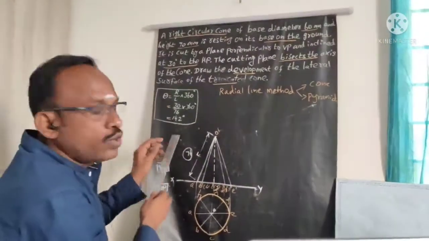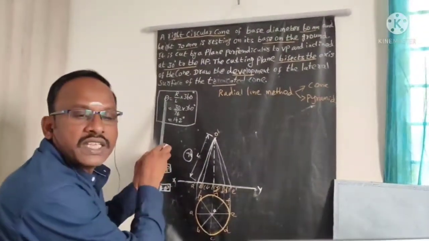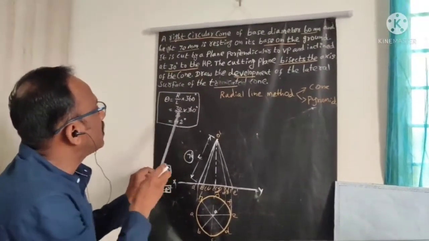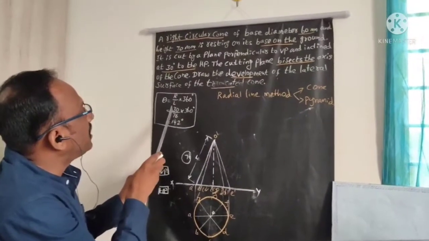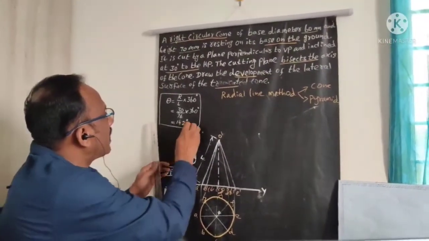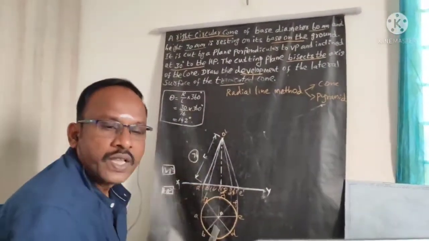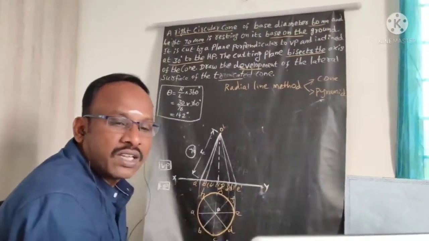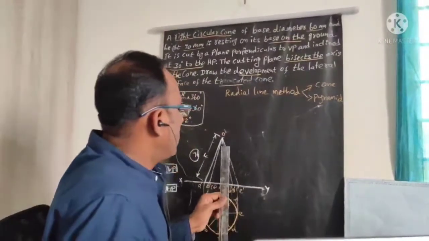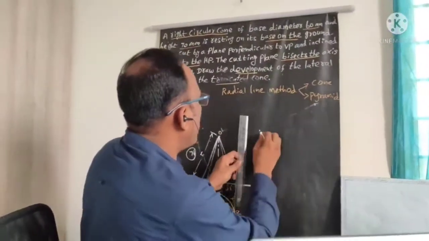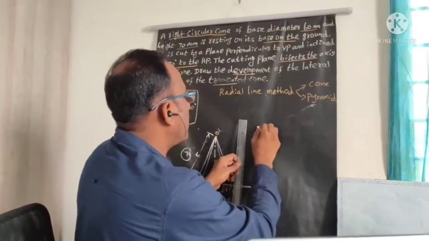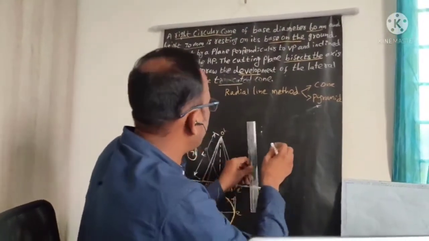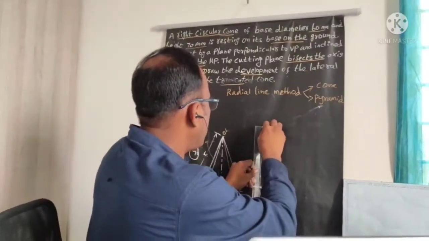Now we are going to use one formula for calculating the included or subtended angle: theta equals r by l into 360. Here the radius is 30 by 76 into 360, and we get approximately 142 degrees. This is the included angle for which we are going to draw the sector. So now I am going to take one point here, any one point. Then take this measurement, whatever it may be, and I am going to take it here.